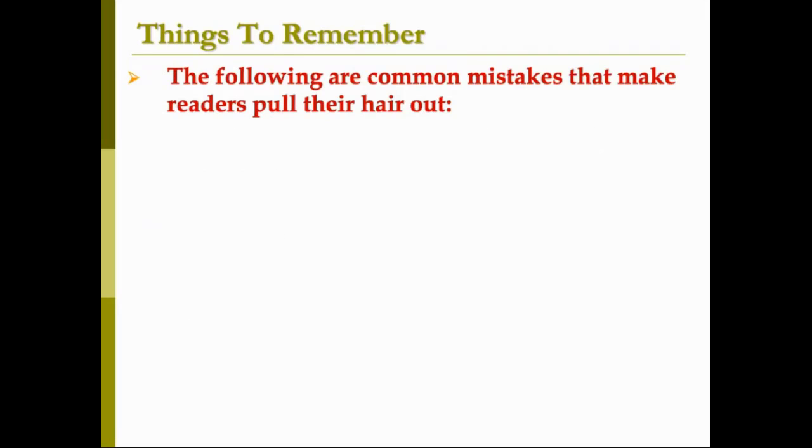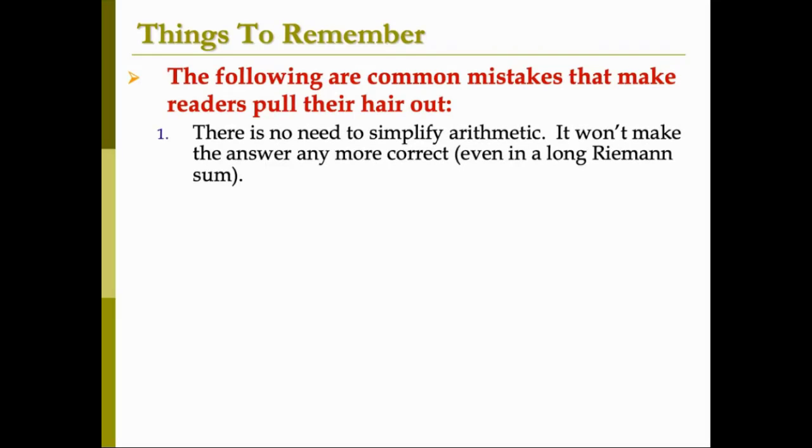That being said, the following are some common mistakes that make AP readers pull their hair out. Number one, if you have something that is arithmetic, like 6/9, of course you could simplify 6/9 to 2/3, but you don't have to. There's no need to simplify arithmetically. However, if you do simplify, you have to simplify correctly, and if you don't, you're going to lose points. So if you're going to simplify, do it correctly. Otherwise, don't simplify at all. Just leave it the way it is.